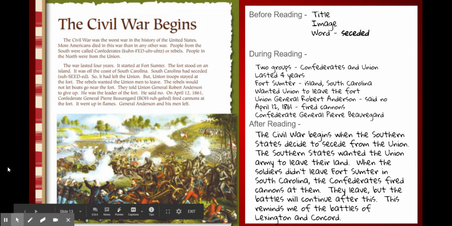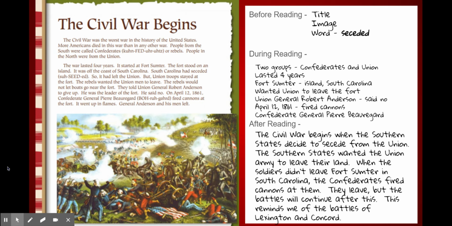Now that I've read through the text, I will start my own writing. I see that the Civil War begins when the Southern states decide to secede from the Union. The Southern states wanted the Union Army to leave their land. When the soldiers didn't leave Fort Sumter in South Carolina, the Confederates fired cannons at them. They leave, but the battles will continue after this. This reminds me of the battles of Lexington and Concord.